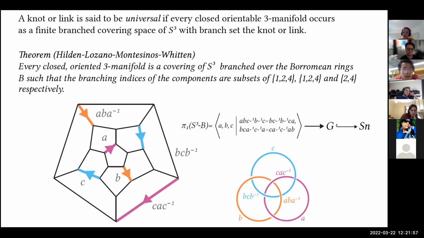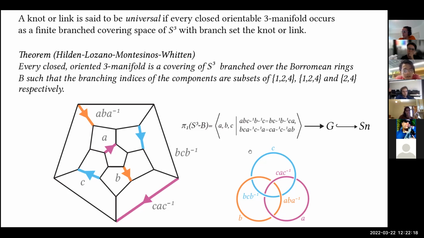This is a very powerful result because we're able to restrict these indices to a very small number of possibilities, and still we're able to recover every closed oriented three manifold. So let's talk a little bit in detail about these pictures here. These are the Borromean rings.